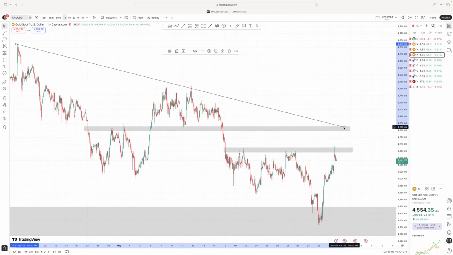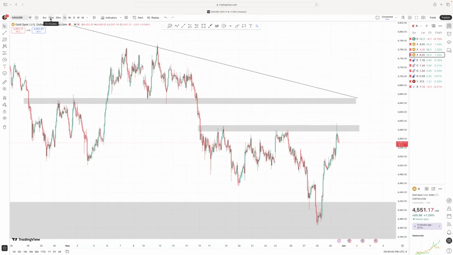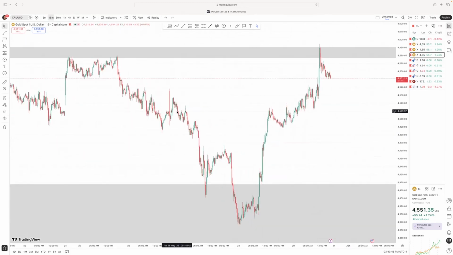this gray zone right here. So break and the retest, I would take a buy up to this next level. Now, if I don't get the break and retest above the gray zone, I would look for a selling opportunity.